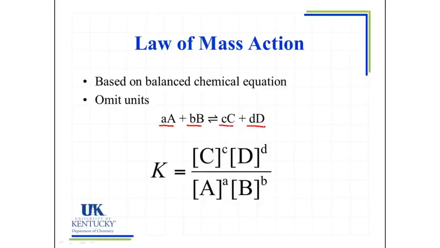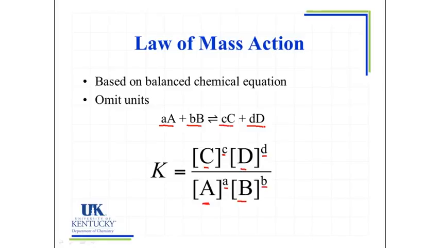When I'm writing my law of mass action, what I'm going to look at is the concentrations of products raised to the power that equals their coefficient, divided by the concentrations of the reactants raised to their coefficient as their power. So here in this reaction, I get the concentration of substance C to the c power, the concentration of substance D to the d power, the concentration of substance A to the a power, and the concentration of substance B to the b power. Now I have a general formula for assembling these laws of mass action.